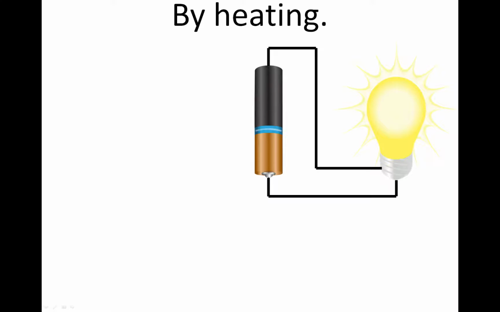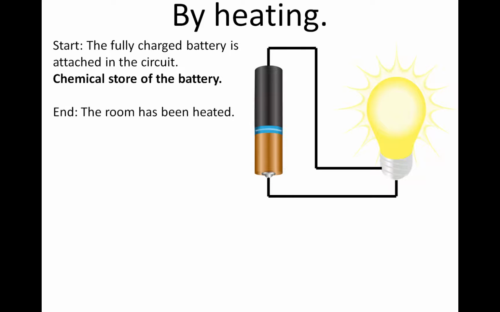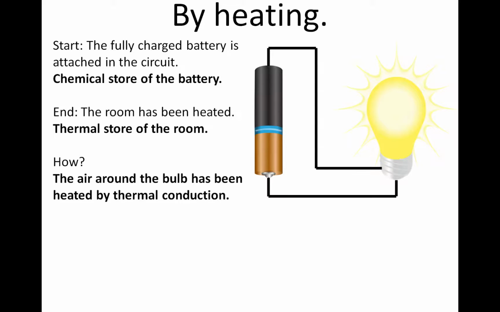Next we have another one by heating. So the fully charged battery is attached to the circuit is our start point. That means it's the chemical store of the battery. However, this time the end point we're going to consider is the room has been heated. So therefore, the end store will be the thermal store of the room. How has this happened? Well, the transfer this time will be by heating. The air around the bulb has been heated by thermal conduction.